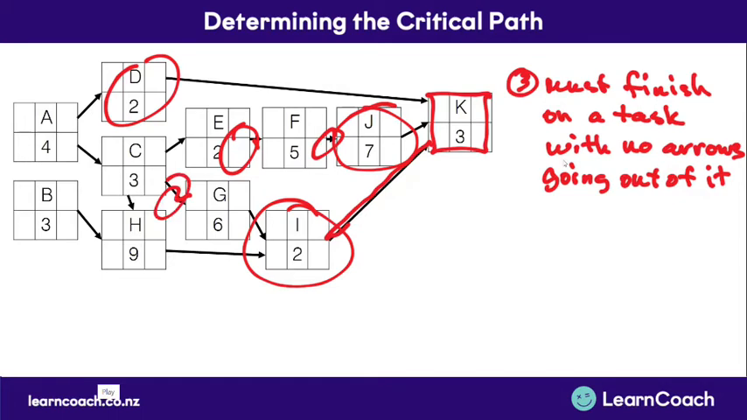Make sense? Okay, so it has to start with no arrows coming into it, finish with no arrows going out of it. So definite stop and starting point. Pretty clear. Okay.